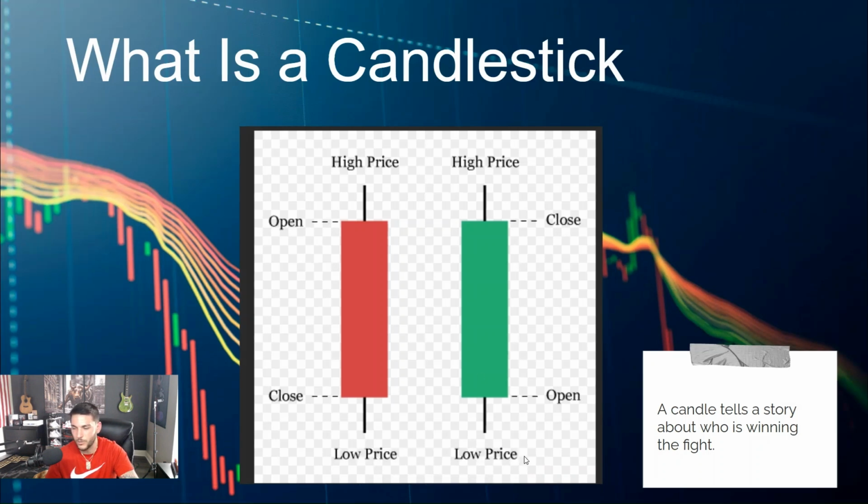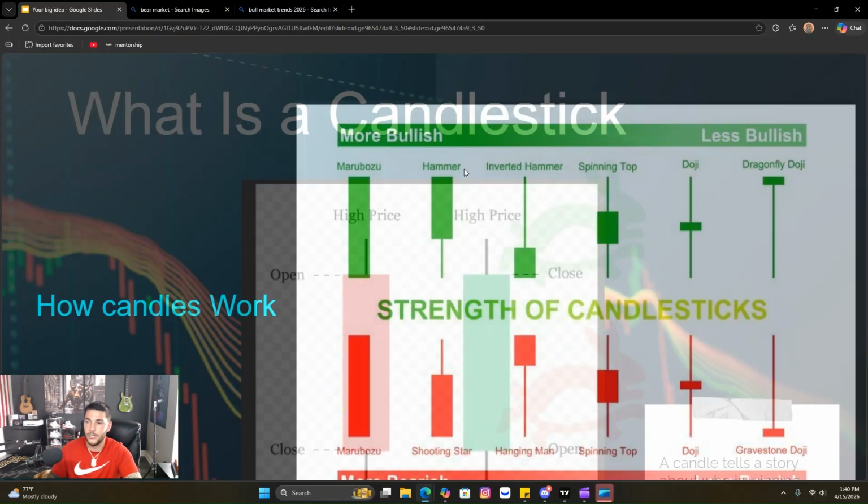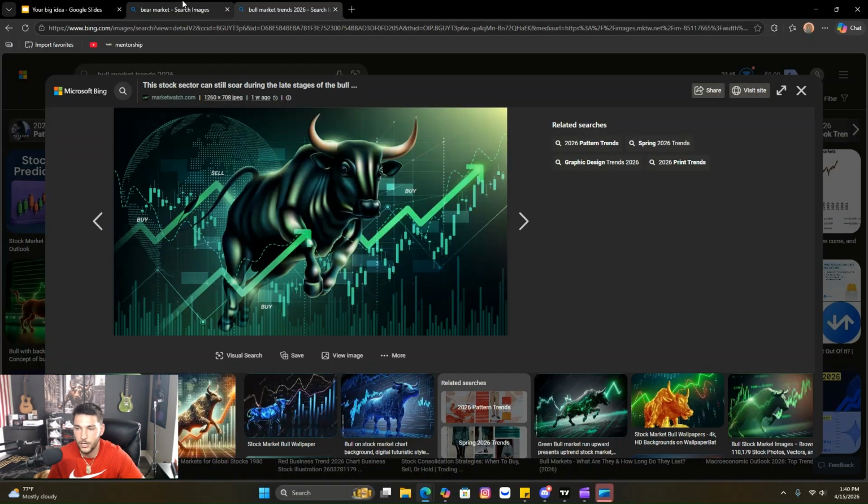So we're gonna go over what a candlestick is, how they work, how you can use them with your trading, and how we do use them on the daily, right? So there is red and there is green candles. With that being said, a green candle indicates that price is moving to the upside, right?